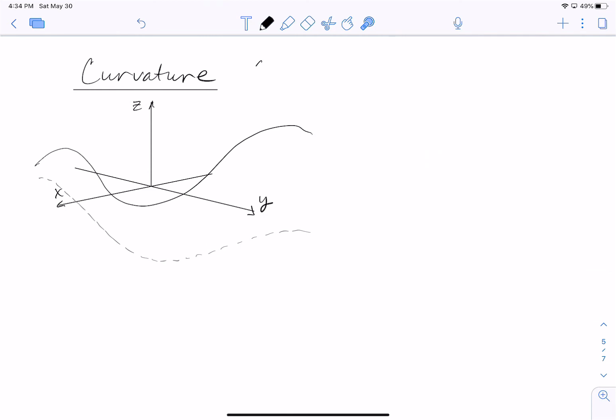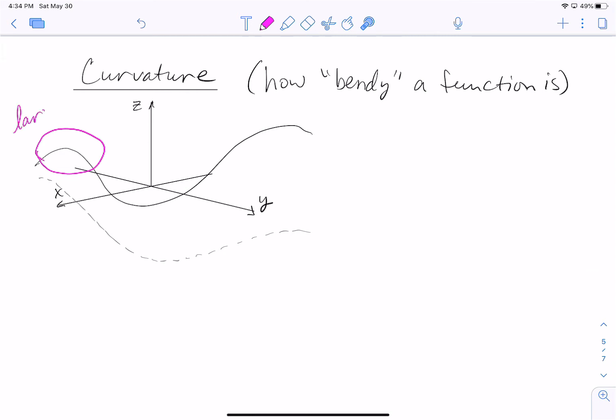Curvature is a measure of, for lack of a better word, how bendy a function is at any particular point. If a curve has a place where the direction changes rather quickly, then that would be referred to as a place where the curve has large curvature. And for straighter portions of the curve, we would call those having small curvature.